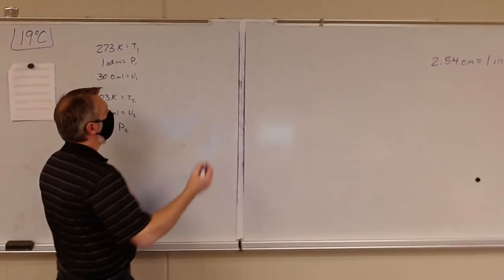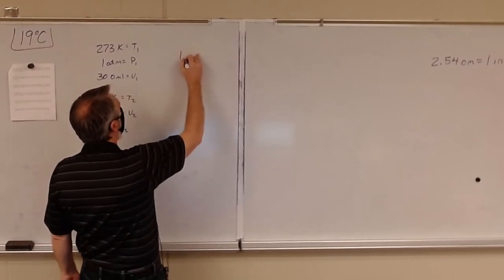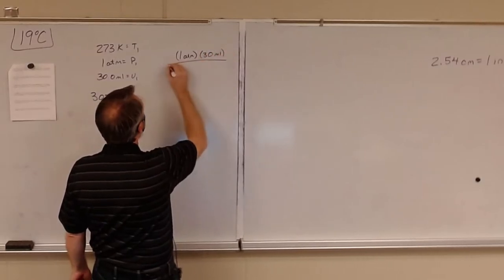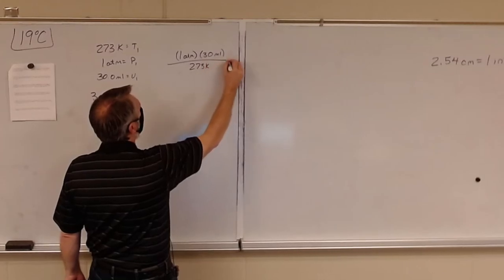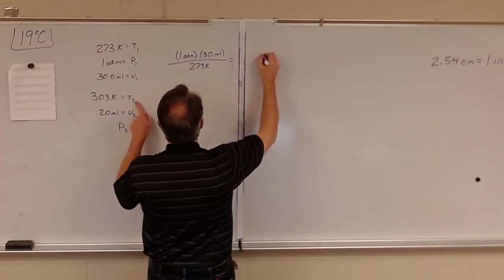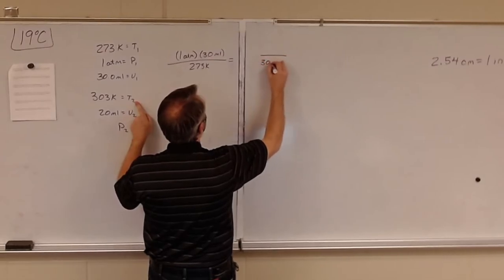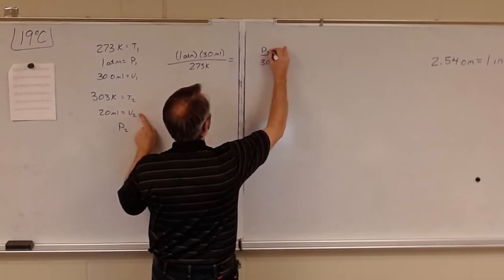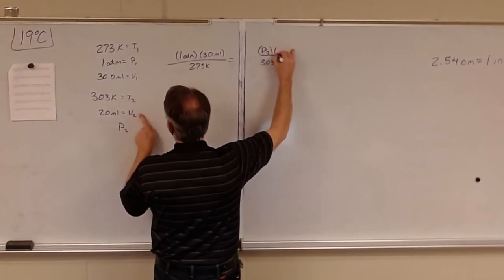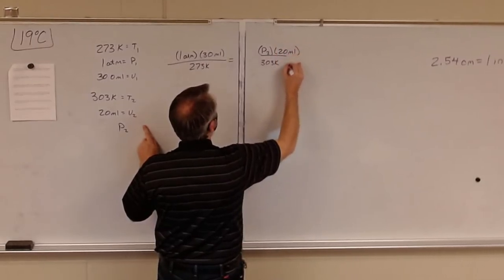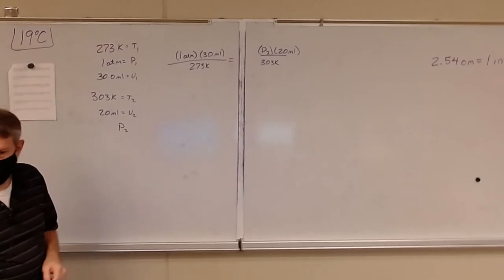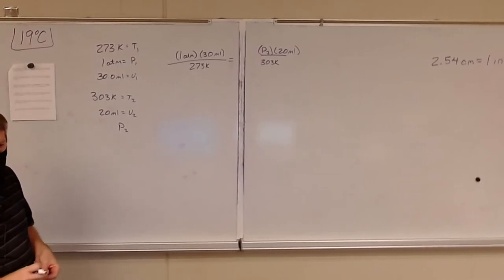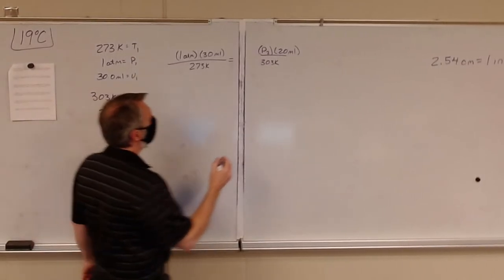Okay? So let's plug this in. 1 atm, 30 milliliters, 273 Kelvin equals, let's see, T2 and P2 and 20 milliliters. Okay? Everybody okay with that? Did I do something wrong? We did all right? Okay? Let's rearrange our formula if you want to.